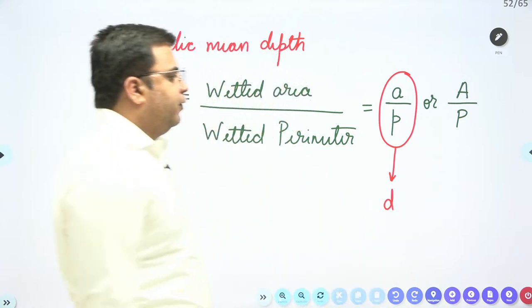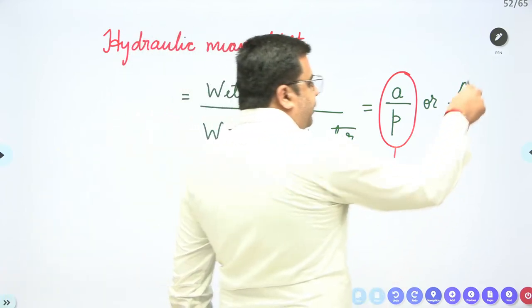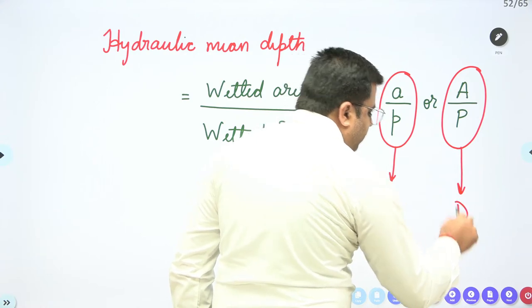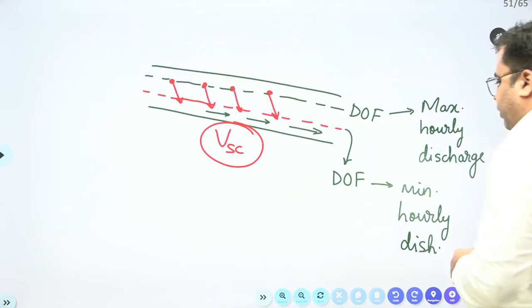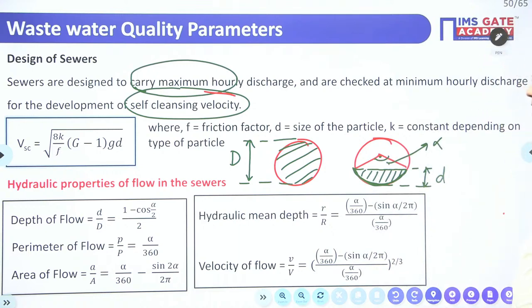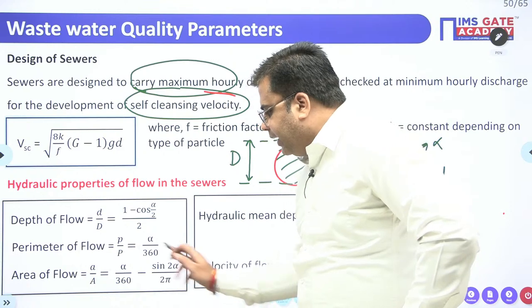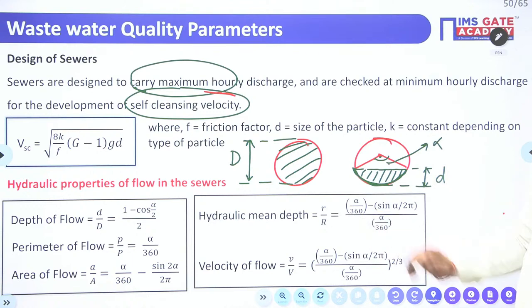If the depth of flow is small d, then the hydraulic mean depth will be small a by small p. If my depth of flow is capital D, the hydraulic mean depth will be capital A by capital P. Okay. So just considering these two points, we have derived the expression for hydraulic mean depth, that is small r by capital R, which is equal to (alpha by 360 minus sine alpha by 2 pi) divided by alpha by 360. As you can see here, I have simply divided this area expression by the perimeter expression, that is alpha by 360, to get the hydraulic mean depth.